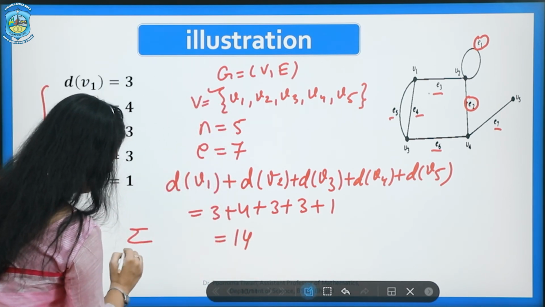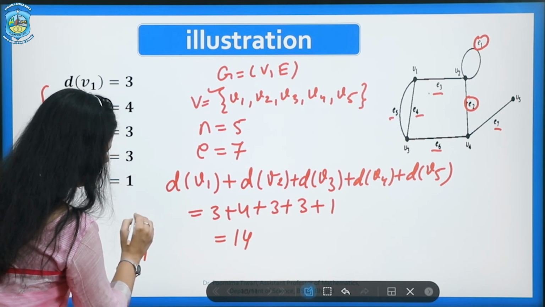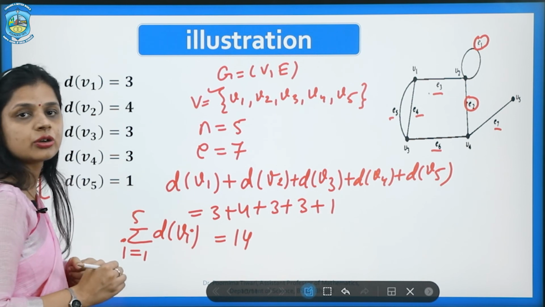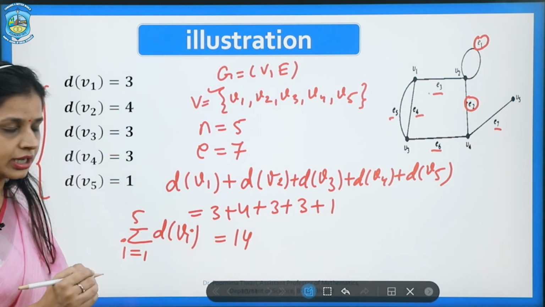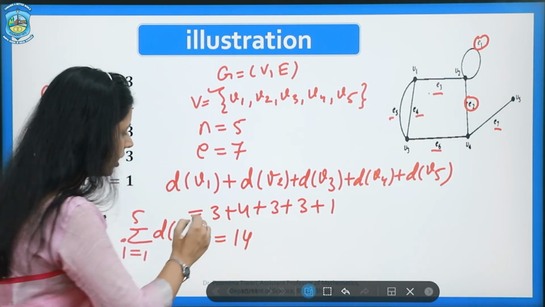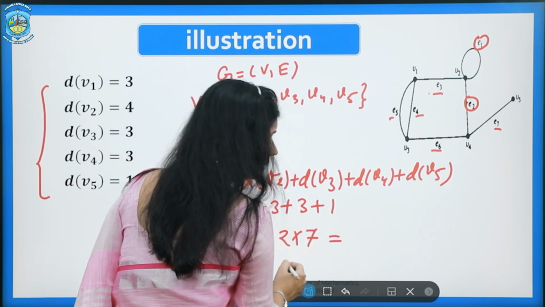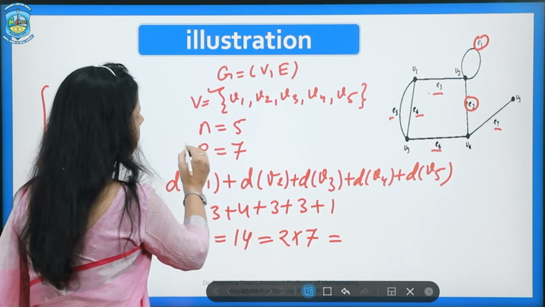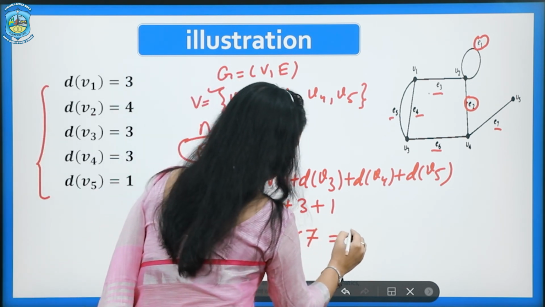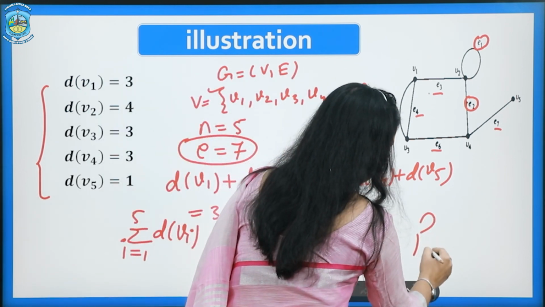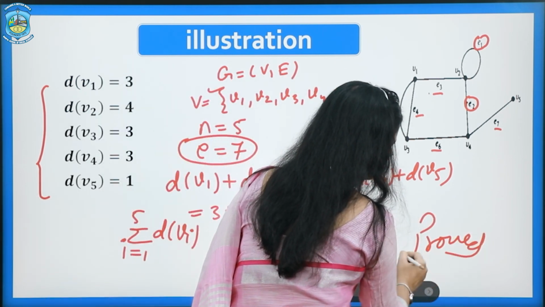That is, the summation, i varies from 1 to 5, of degree of Vi, because here we have only 5 vertices, is 14, and this 14 we can write as 2 into 7, and the value of E is 7. So, we can write it as 2E, which verifies the handshaking lemma for this graph.